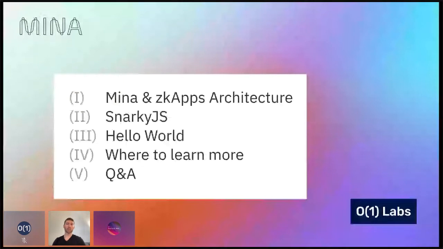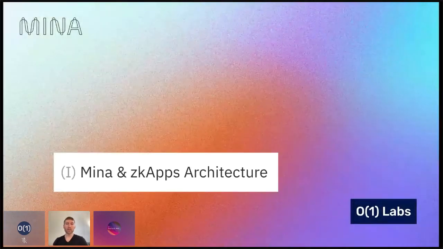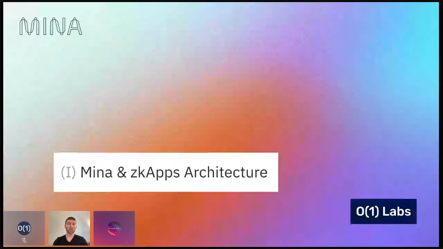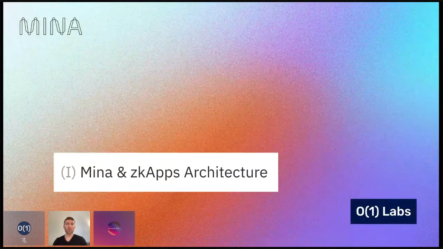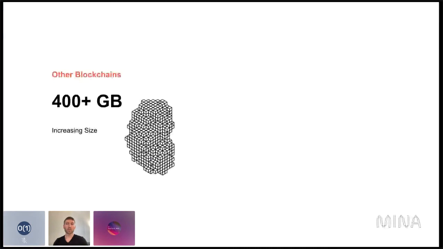So let's talk about architecture. Mina is a layer 1 blockchain. The mainnet was launched in March 2021. Whereas other blockchains are large and increasing in size as new blocks are mined. For instance, Bitcoin is 412 gigabytes as of today, and Ethereum is 755 gigabytes. Mina remains a fixed 22 kilobytes in size.